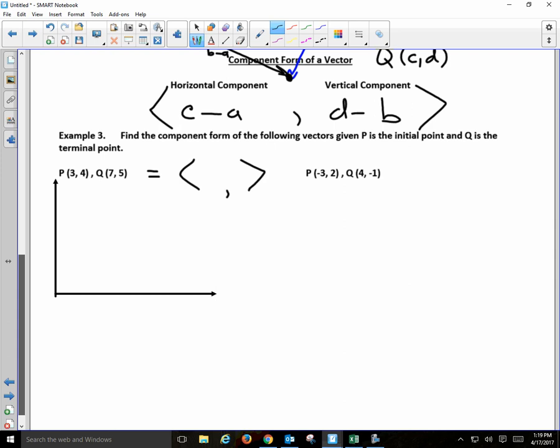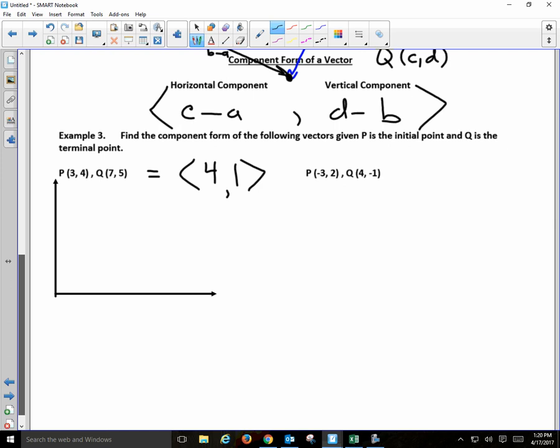Initial point P, terminal point Q. I do 7 minus 3 to get 4, and I do 5 minus 4 to get 1. So I have (4, 1) as my terminal point, and my initial point now is (0, 0).